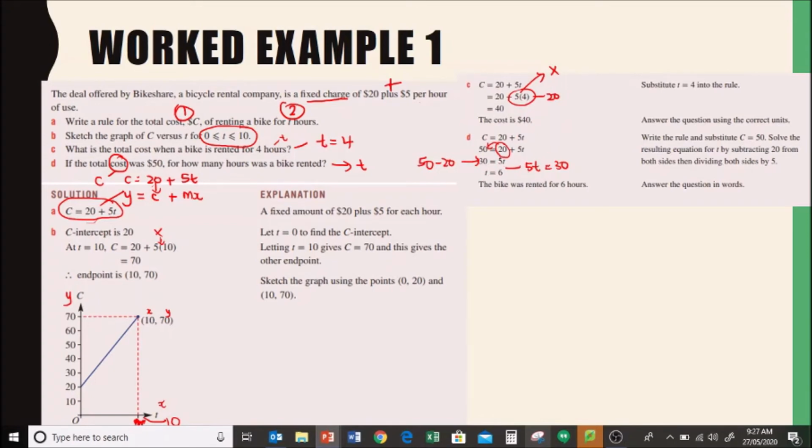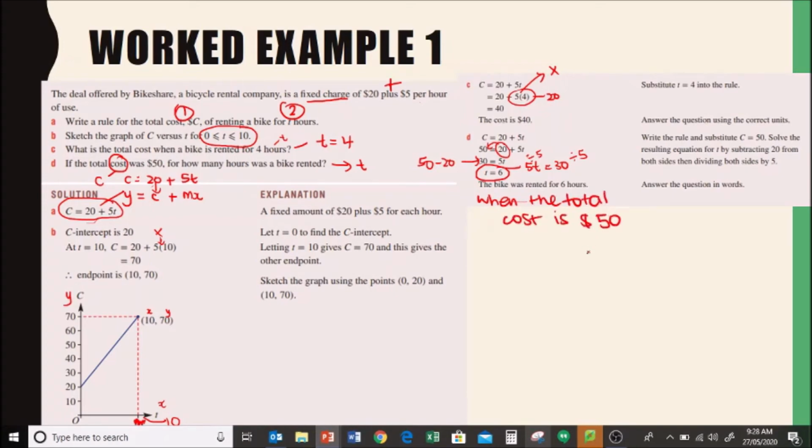So how do I get rid of 5? That's with t. You divide both sides by 5. So 5 divided by 5 is 1, and 30 divided by 5 is 6. And that's how we get t equals 6. Now we don't write the 1 in front of the letter because we say that's imaginary. So now you need to write it in words that the bike was rented for 6 hours when the total cost was $50.